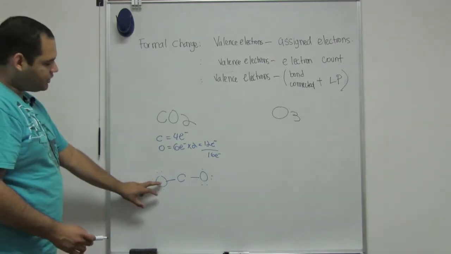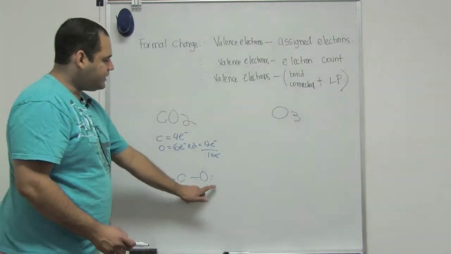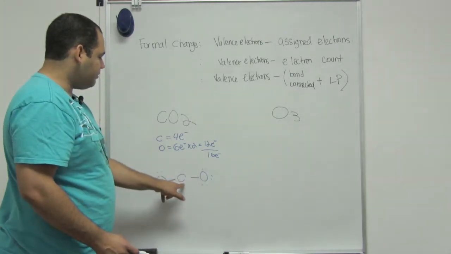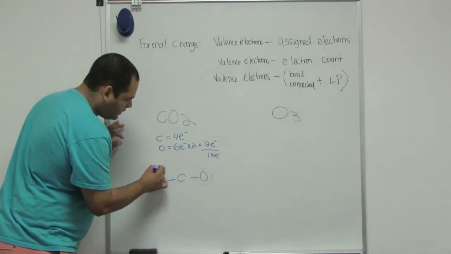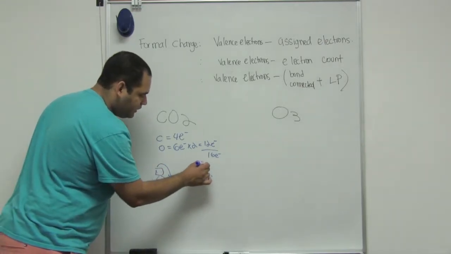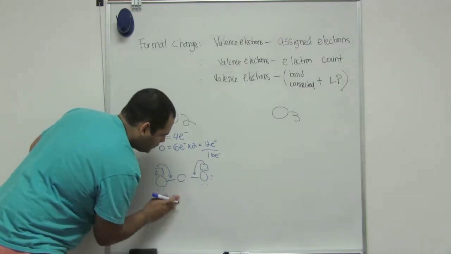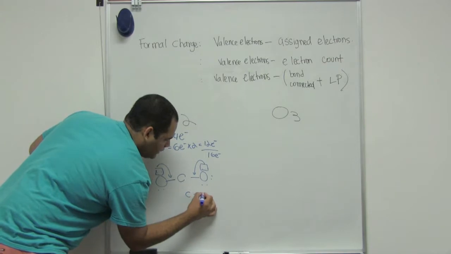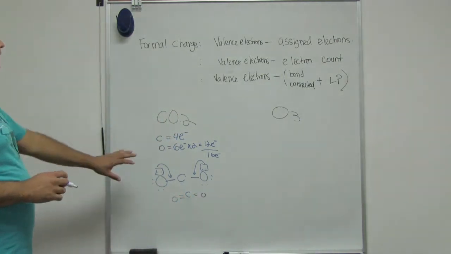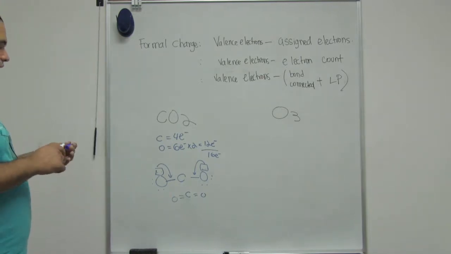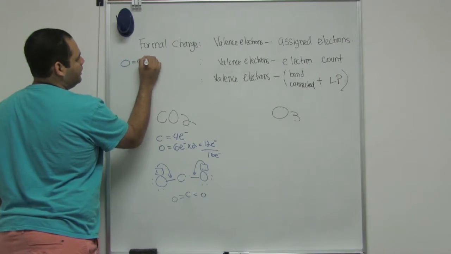So this oxygen has 8 electrons. This oxygen has 8 electrons, but this carbon has only 4 electrons. So we can use one of these lone pairs on this side and make a double bond, and another lone pair on this side and make a double bond. So the Lewis structure for this particular molecule is O double bond C double bond O. Now that I have the Lewis structure here, I start checking.